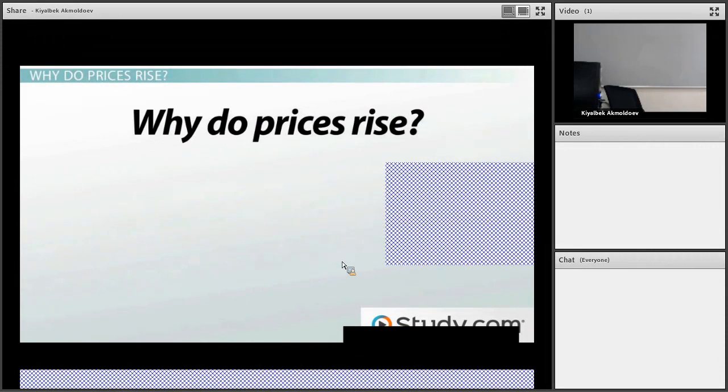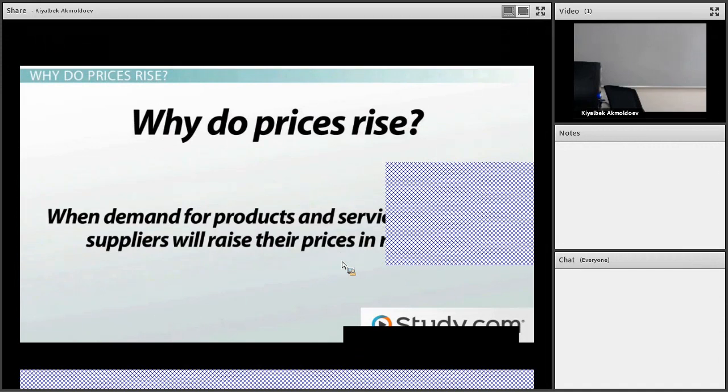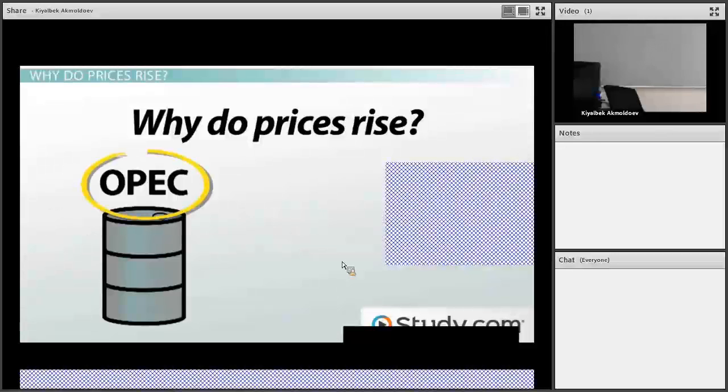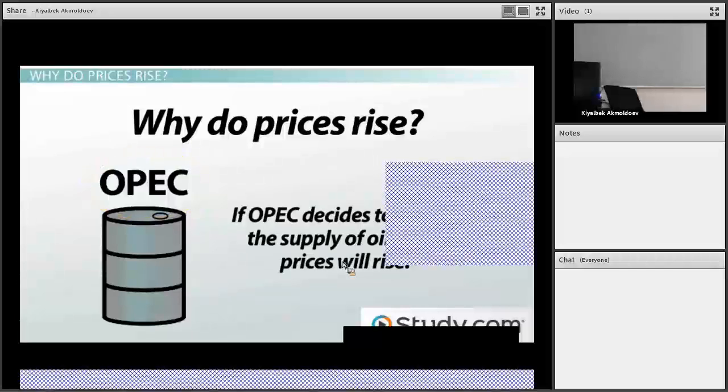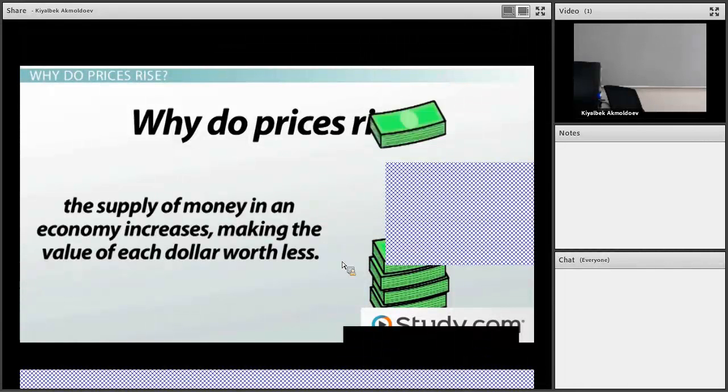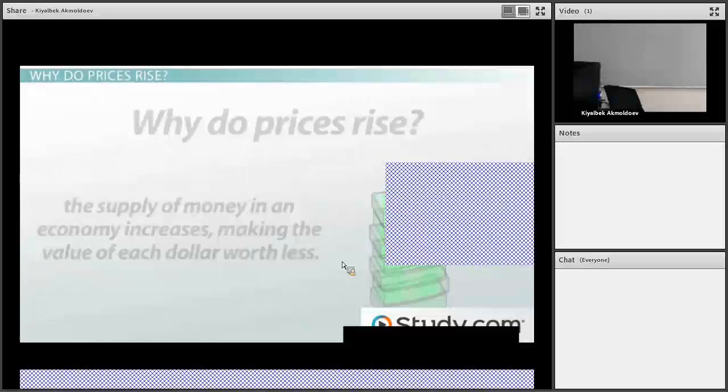So why do prices rise? Well, one reason is changes in supply and demand. For example, when the demand for products and services increases, then suppliers will tend to raise their prices in response. Likewise, when the Organization of Petroleum Exporting Countries, what we refer to as OPEC, decides to reduce the supply of oil, then if nothing else changes, the price of oil, and therefore gasoline, will rise. Another reason that prices tend to rise is because the supply of money in an economy increases. And this makes the value of each dollar worth less. The effect of a falling dollar is rising prices.